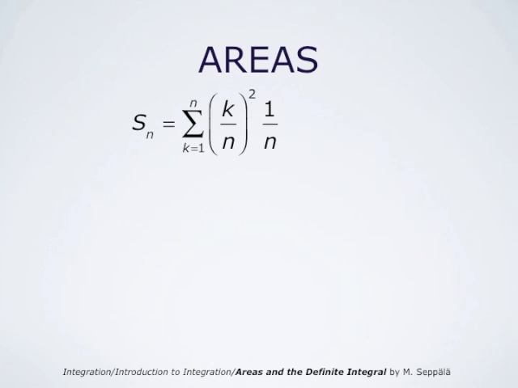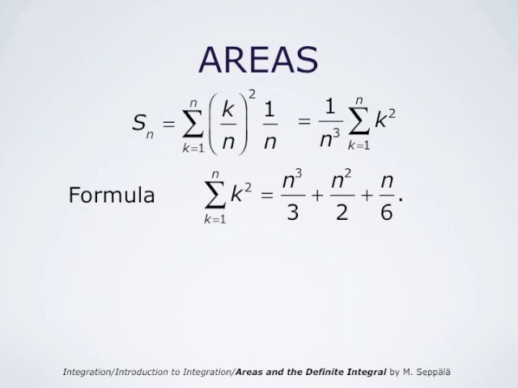Let us next compute that area. That is, we compute with the sum S_n, summation k from 1 to n, k over n squared times 1 over n, and we observe that this can be written as 1 over n cubed times summation k from 1 to n k squared. This follows because every term in the sum has n cubed in its denominator. So that can be taken outside as a common factor, and we get 1 over n cubed times summation k from 1 to n k squared.